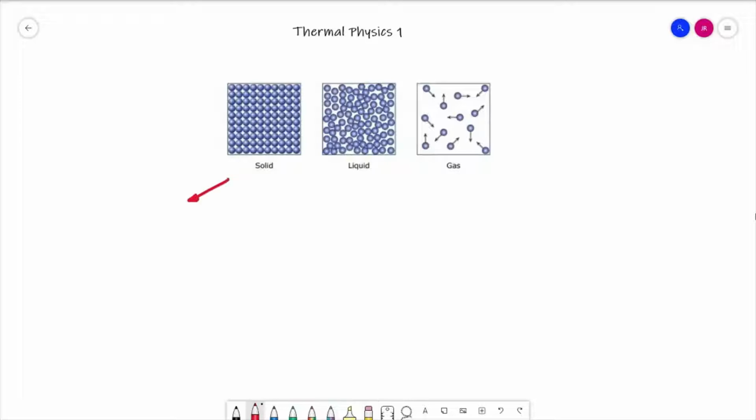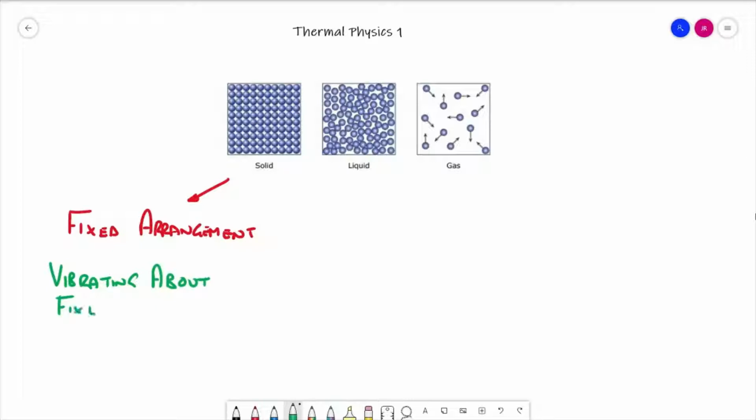Now, for a solid, we know that we have, for the molecules, a fixed arrangement. And again, you'll have heard all kinds of terms like lattice structure to describe how they are arranged. So the individual molecules themselves cannot change position, but they are still moving of their own right. They are vibrating in some way, and they'll be vibrating about some fixed position in that fixed molecule structure.